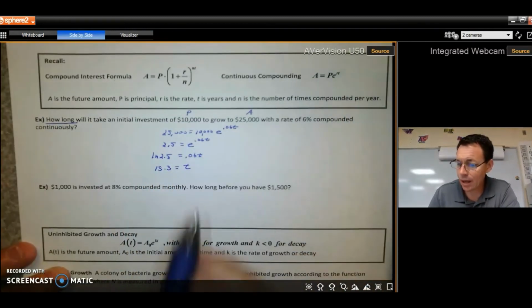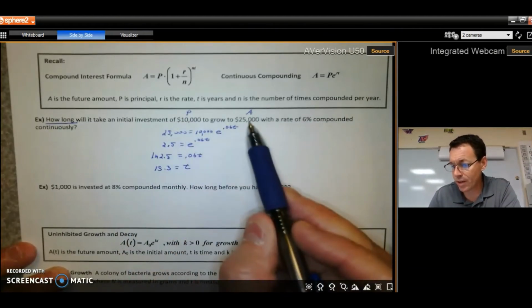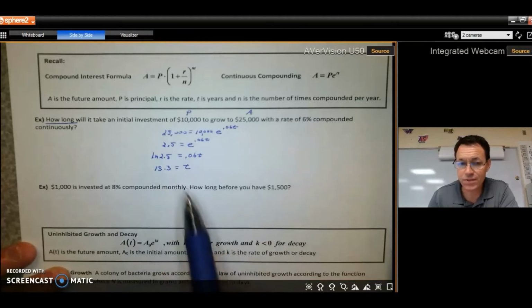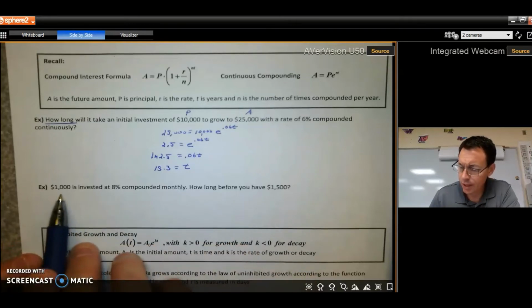So the problem was, how long will it take an investment of 10,000 to turn into 25,000? Well, it's going to take over 15 years for that to happen. That money would just have to sit there. Okay? Look at the next one.